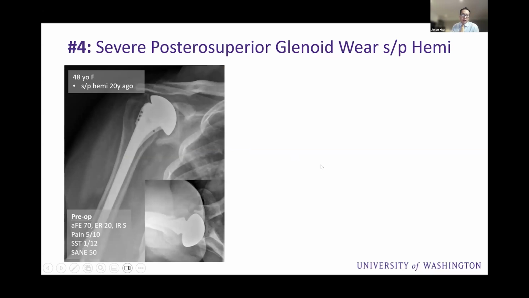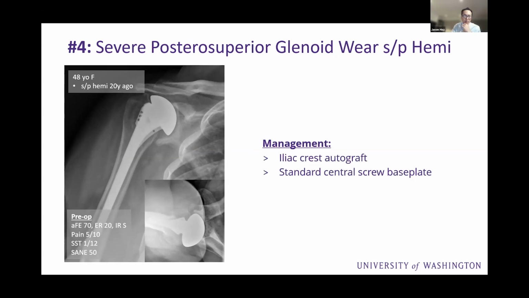So here's another challenging case: a 48-year-old female with severe posterior superior wear from a hemi done 20 years ago. And we can't use humeral head autograft in this case, so our options are iliac crest, or we can use femoral head allograft. And again, you could consider an augmented base plate in this scenario, but I'll talk later about some reasons why an augment in these cases might not be the right choice.